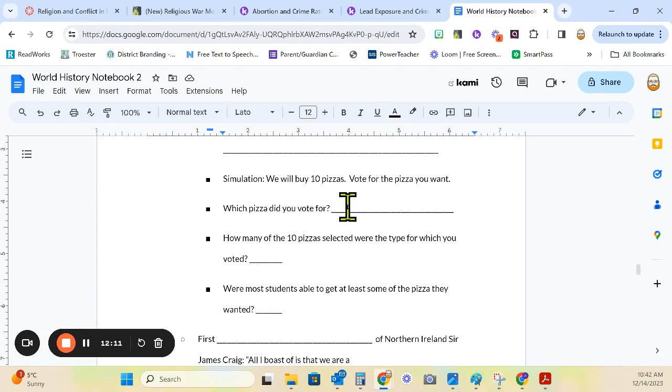Okay. What pizza did you vote for? Again, I can't tell you that. You know which pizza you voted for. How many of the 10 pizzas selected were the type you voted for? Your answer is either going to be 10 or 0. Right? If you voted for pepperoni, they're all for you. If you voted for something else, you got 0.